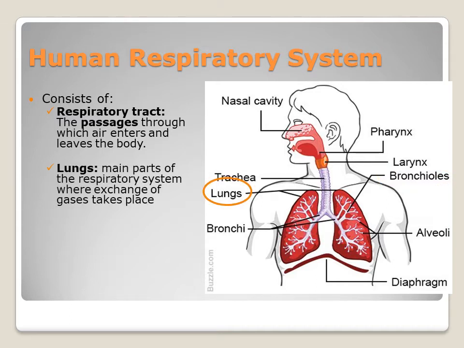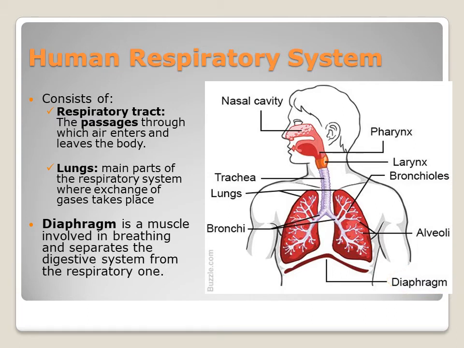The second part of your respiratory system consists of two lungs, where exchange of gases takes place. You must take into consideration that exchange of gases takes place at the level of your lungs only through bag-like structures at the end of each bronchiole, which are called alveoli. Here are the alveoli. Finally, we move to the diaphragm, which is a muscle which lies beneath your lungs. It is involved in breathing and separates your digestive system from your respiratory one.